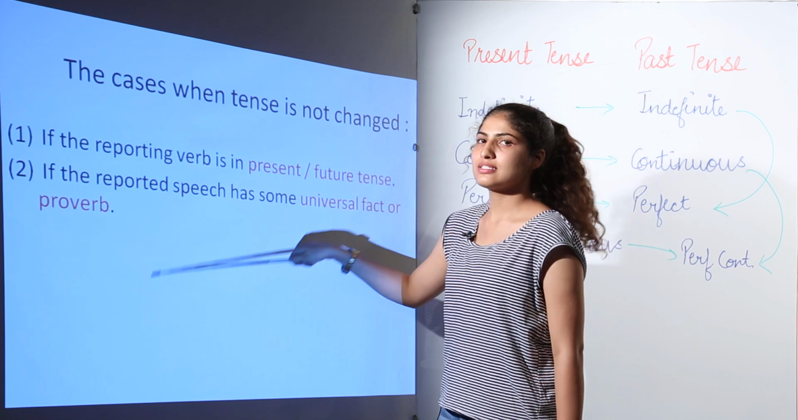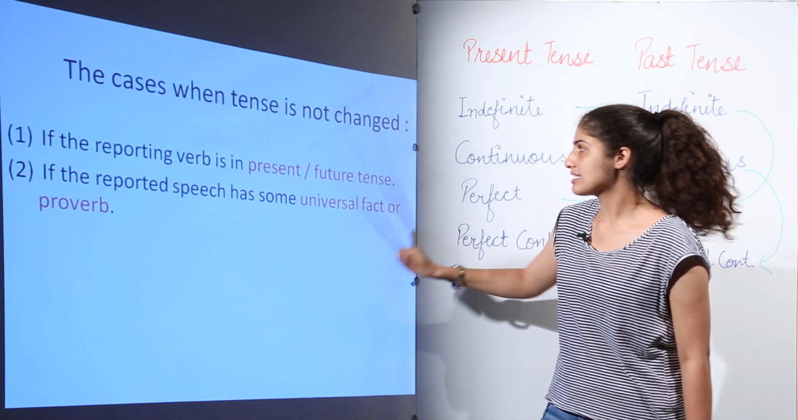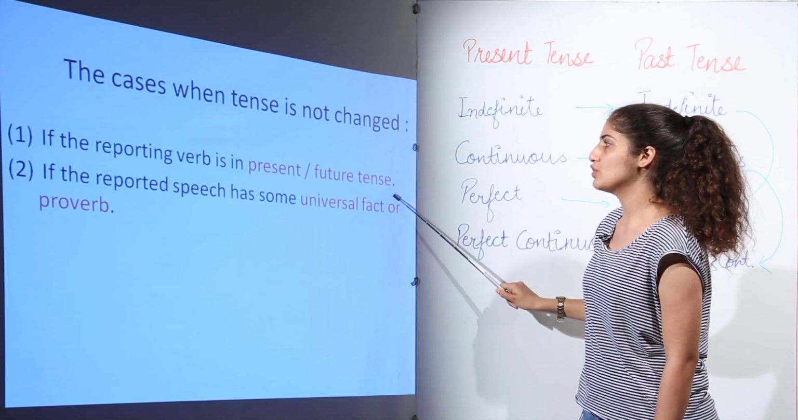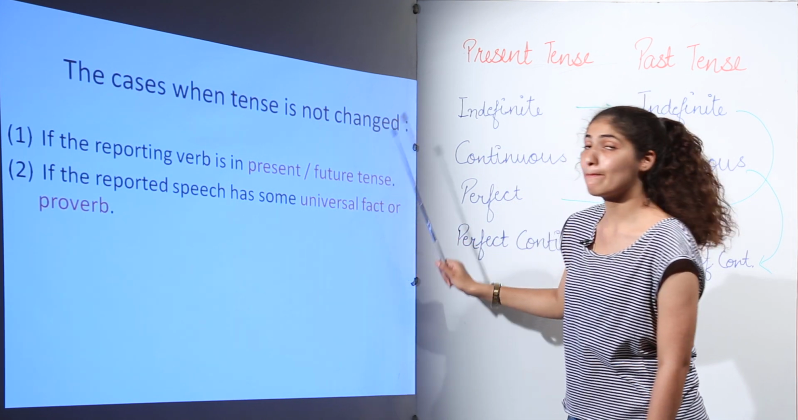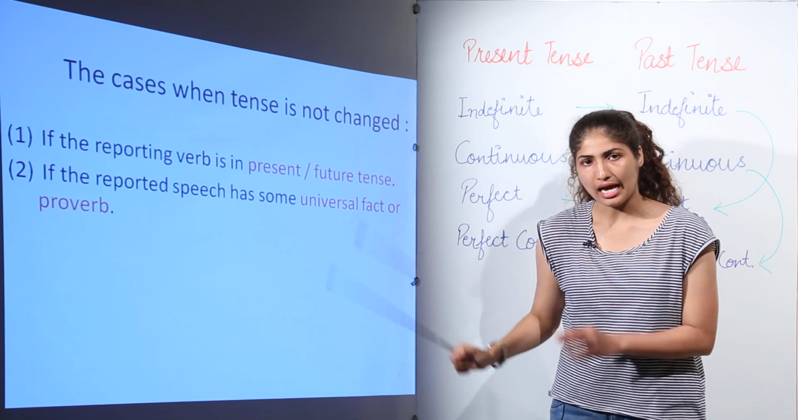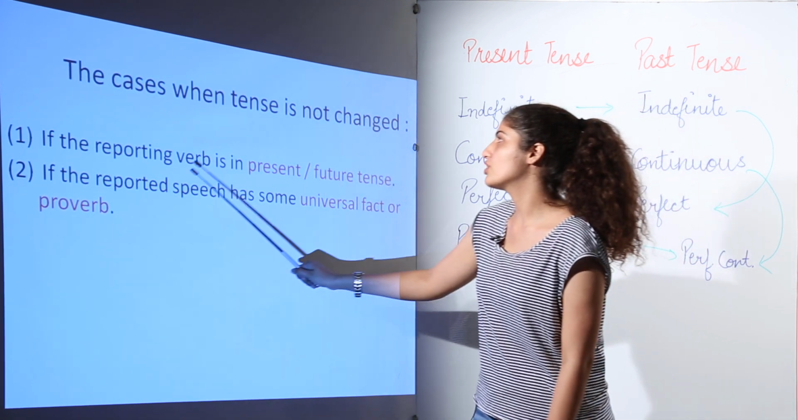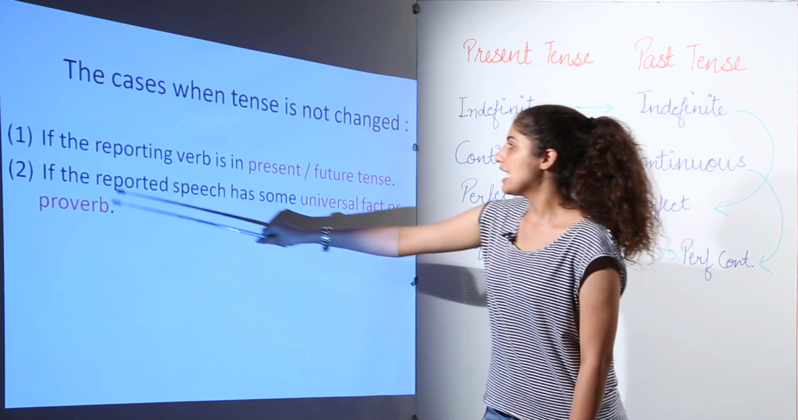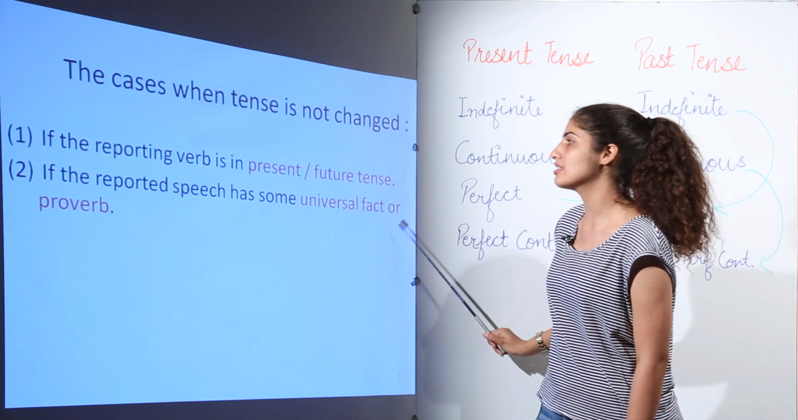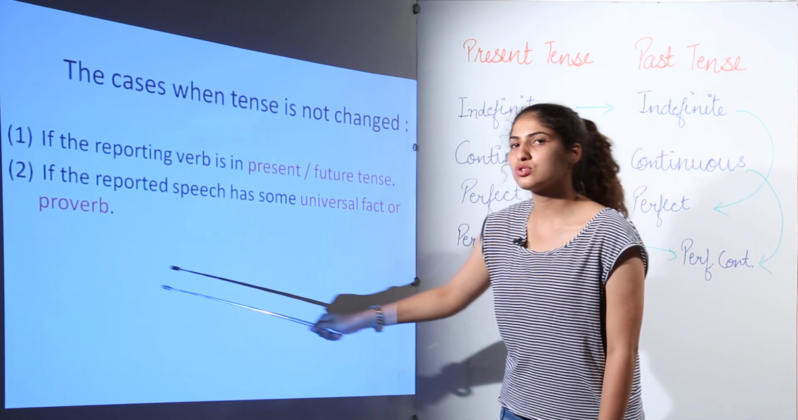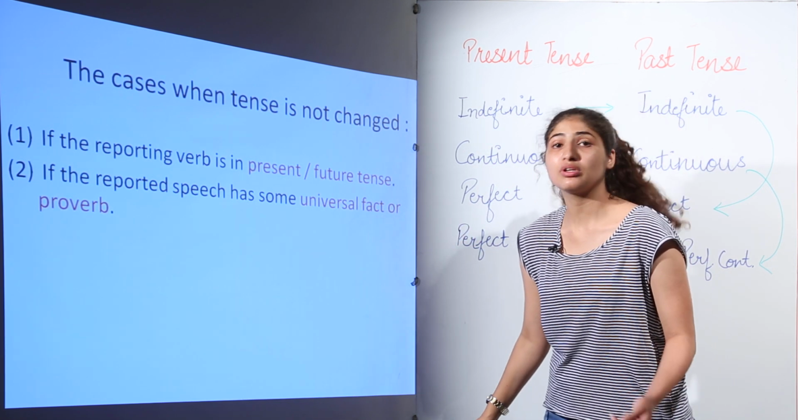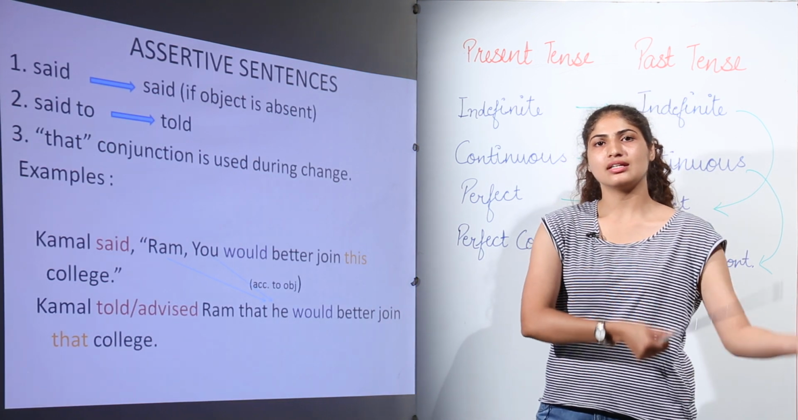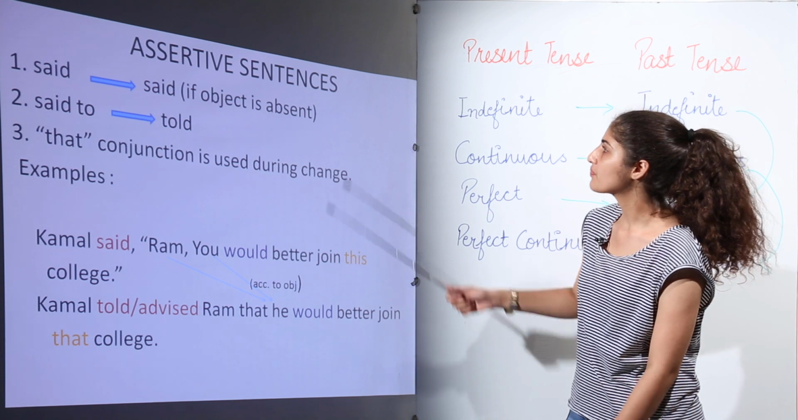And these are the cases when tense is not changed. For example, if the reporting verb is in present or future tense, at that moment the tense will not change. We cannot change the direct into indirect. If the reported speech has some universal fact or proverb, then also the tense cannot change, because we cannot change a universal fact. So how can we change the universal fact in the direct speech into the indirect speech?